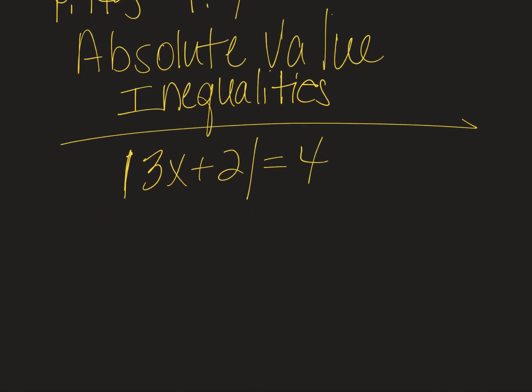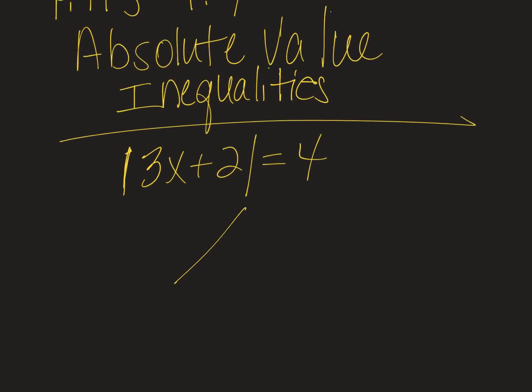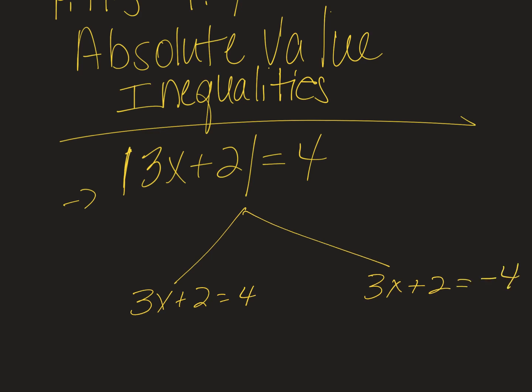We're not going to solve it, but I'll show you. If you remember, you solve this particular absolute value 2 times. You solve it once by saying 3x plus 2 equals 4. And then 3x plus 2 equals negative 4. So then you solve and you're going to have 2 values, okay?